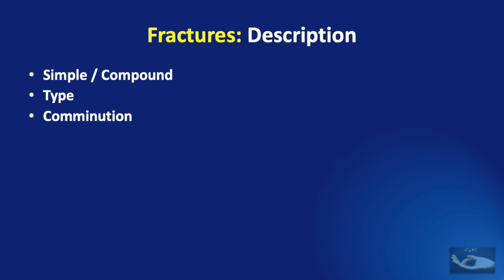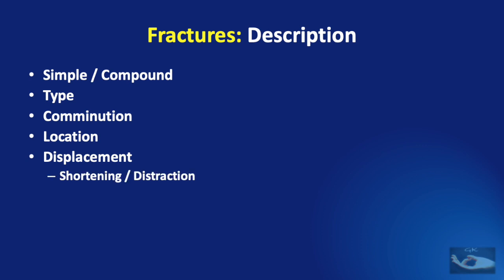In describing a fracture, we should cover these 5 basic points. 1. Whether it is simple or compound. 2. What is the type of fracture? Is there comminution? 3. What is the location of fracture? 4. And is there displacement? And in the displacement, there are 4 different types of displacement that we should mention about: shortening or distraction, translation, angulation, rotation. Let us see all these in detail and try to understand them.